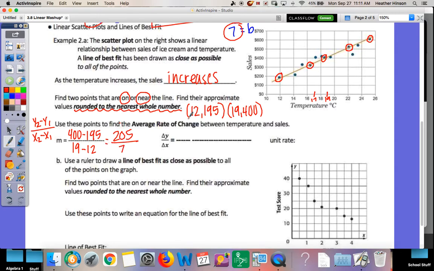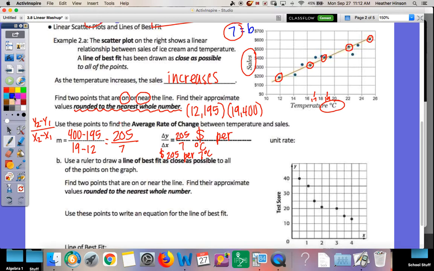And then, rate of change means write this out in words. So if I have 205 over 7, that's y over x. Y is my sales, so that's my money. So $205 per 7. This is degrees Celsius, your temperature. So it's increasing $205, your sales, for every 7 degrees that the temperature increases.